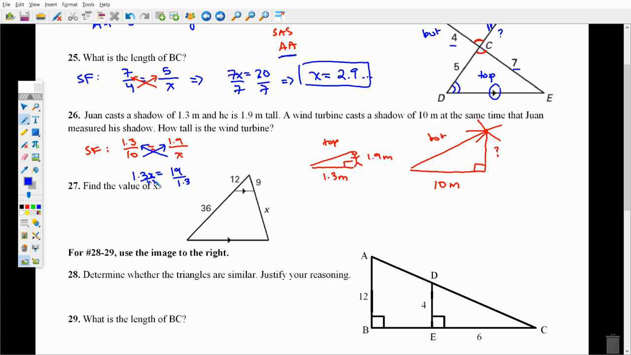Sorry, I ran out of space here. But 19 divided by 1.3, you get about 14 point, let's say, round to the 10th, so 6. So the wind turbine is about 14.6 meters tall. Just about.